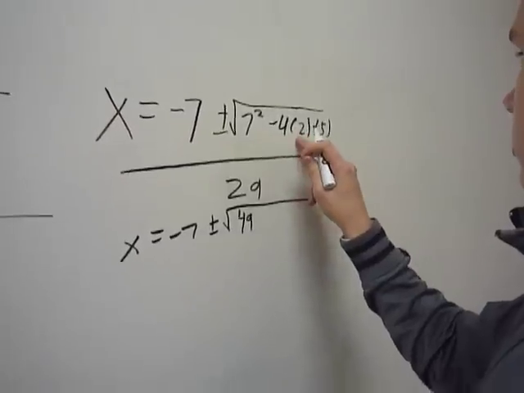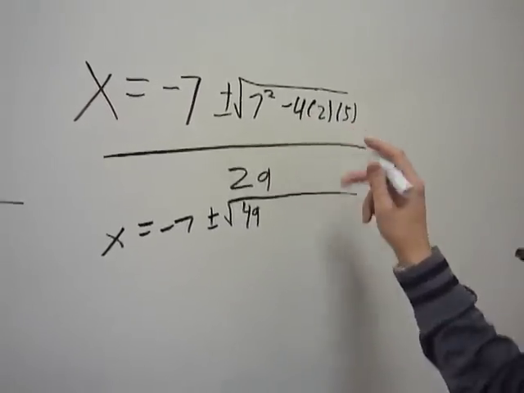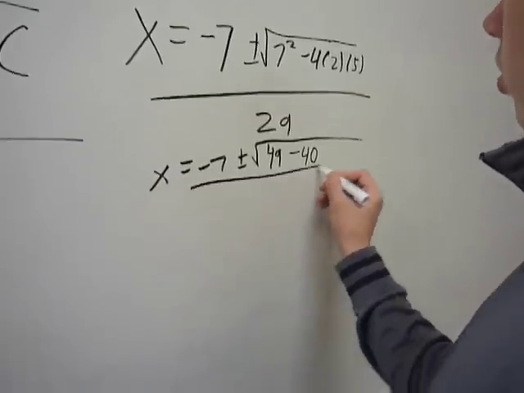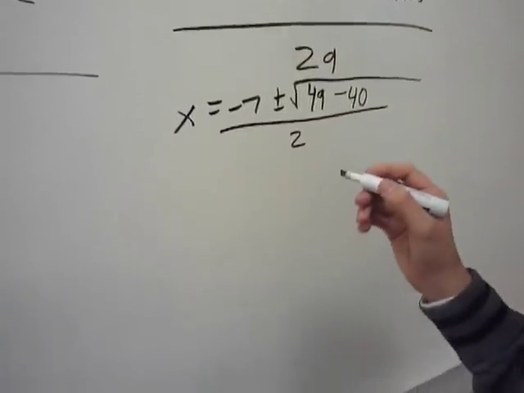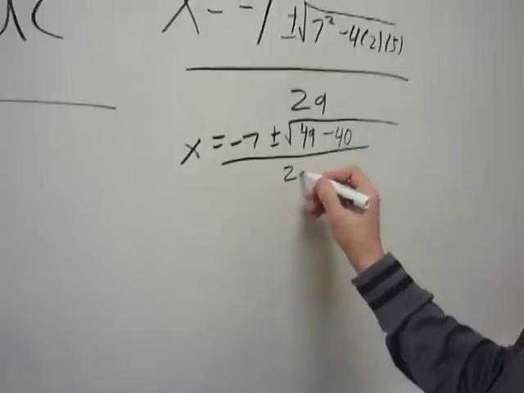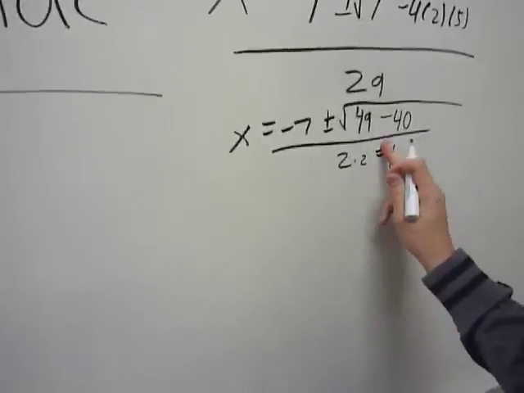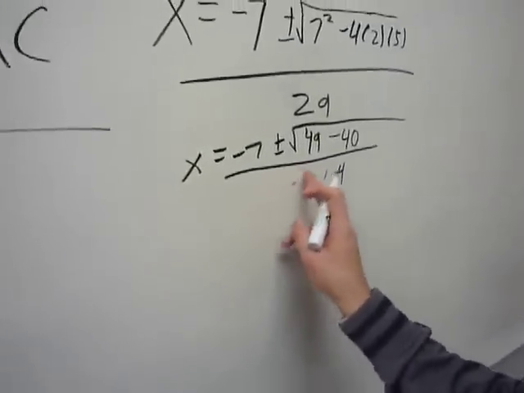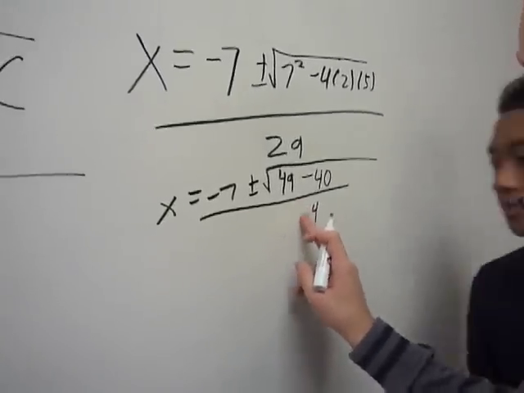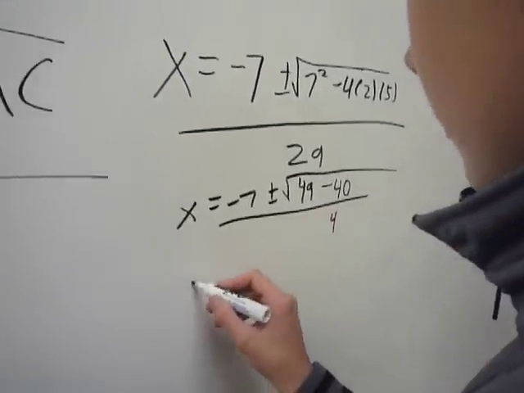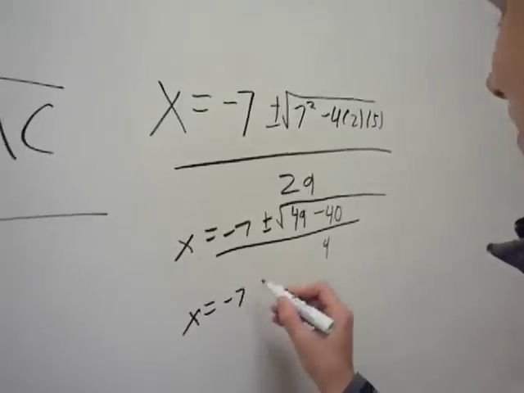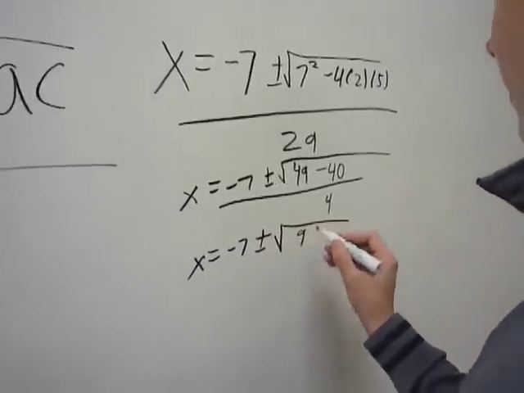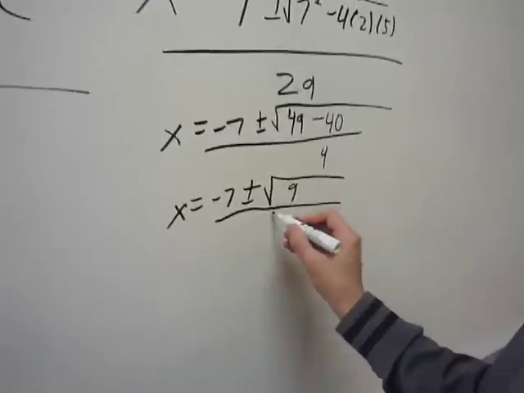Then negative 4 times 2 is negative 8, times 5 is negative 40. So it's 49 minus 40. Then that's all over 2A. And then A is 2, so it's 2 times 2. So it's really 4. Take a second to erase this. Alright. X equals negative 7 plus or minus the square root of 9, all over 4.